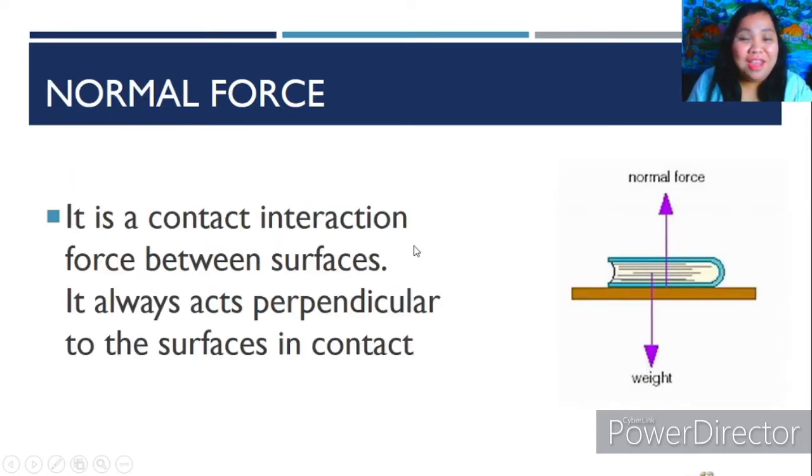Next, we have normal force. Normal force is the contact interaction between surfaces. It always acts perpendicular to the surface in contact. So I have here an example, a book sitting on top of the table. The book is exerting normal force against the surface of the table. Can you remember the example we had earlier? Can you remember Iron Man sitting down? The force present there is normal force.